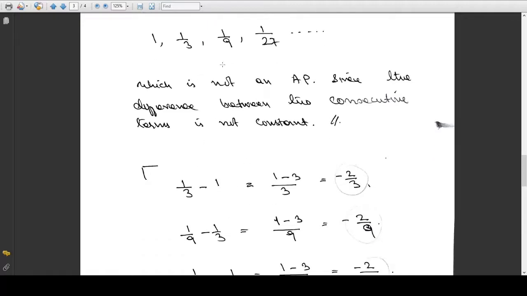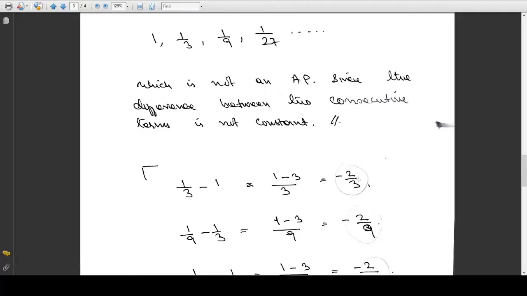Difference between the second and the third, 1/9 minus 1/3. The LCM of 9 and 3 is 9. 9 divided by 9 is 1, 1 multiplied by 1 is 1. Then 9 divided by 3 is 3, 3 multiplied by 1 is 3. Now 1 minus 3: 3 minus 1 is 2, and since the bigger number is subtracted, it is minus. That is -2/9.